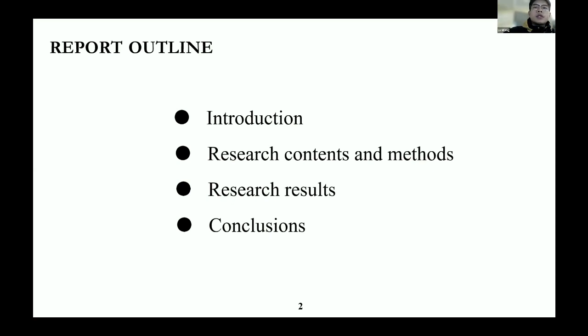In the research content and methods, I will introduce the honeycomb cell structure, toroidal electrodes, simulation modeling, simulation parameters, experimental equipment, and experimental parameters used in this study. In the research results, I will provide a comprehensive discussion on the simulation and the experimental results. In the conclusion section, I will provide a comprehensive summary of this study.